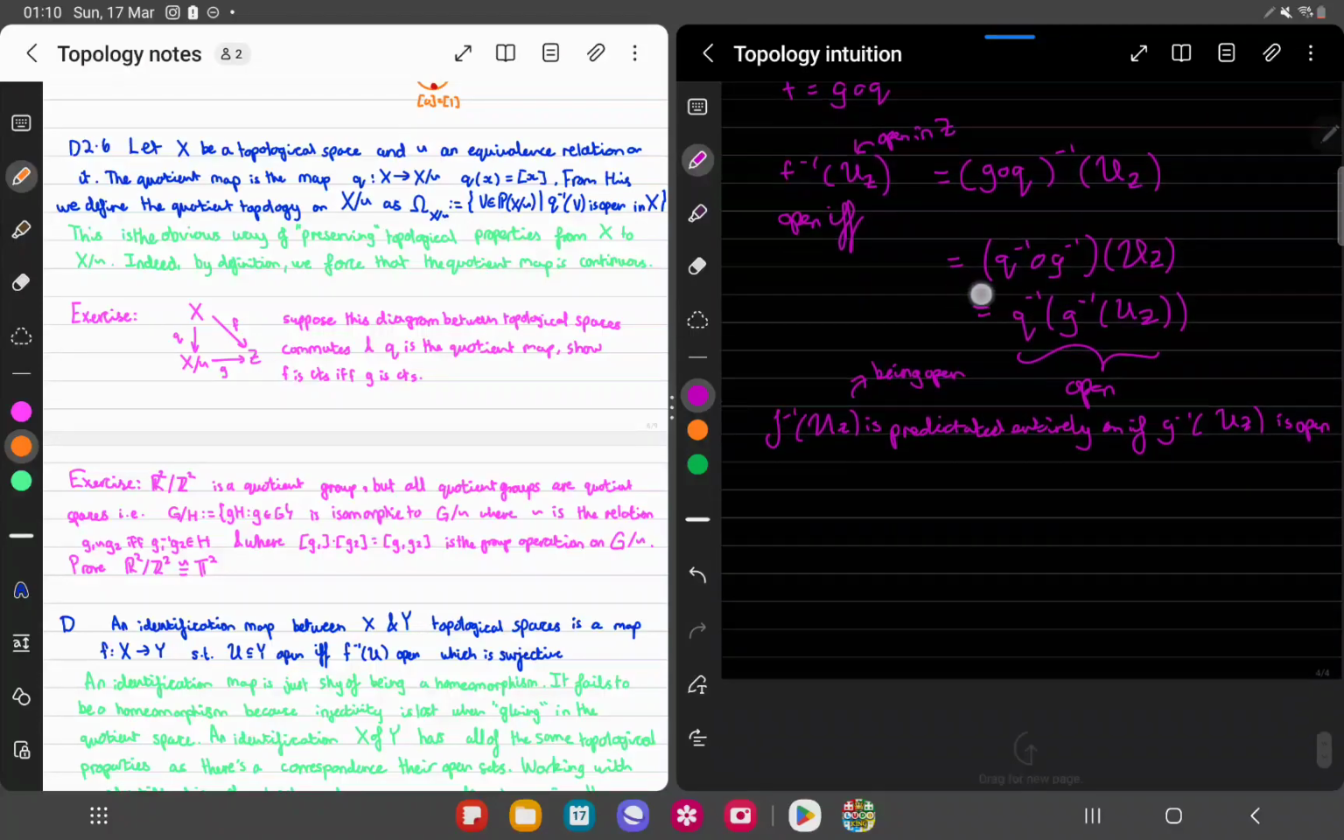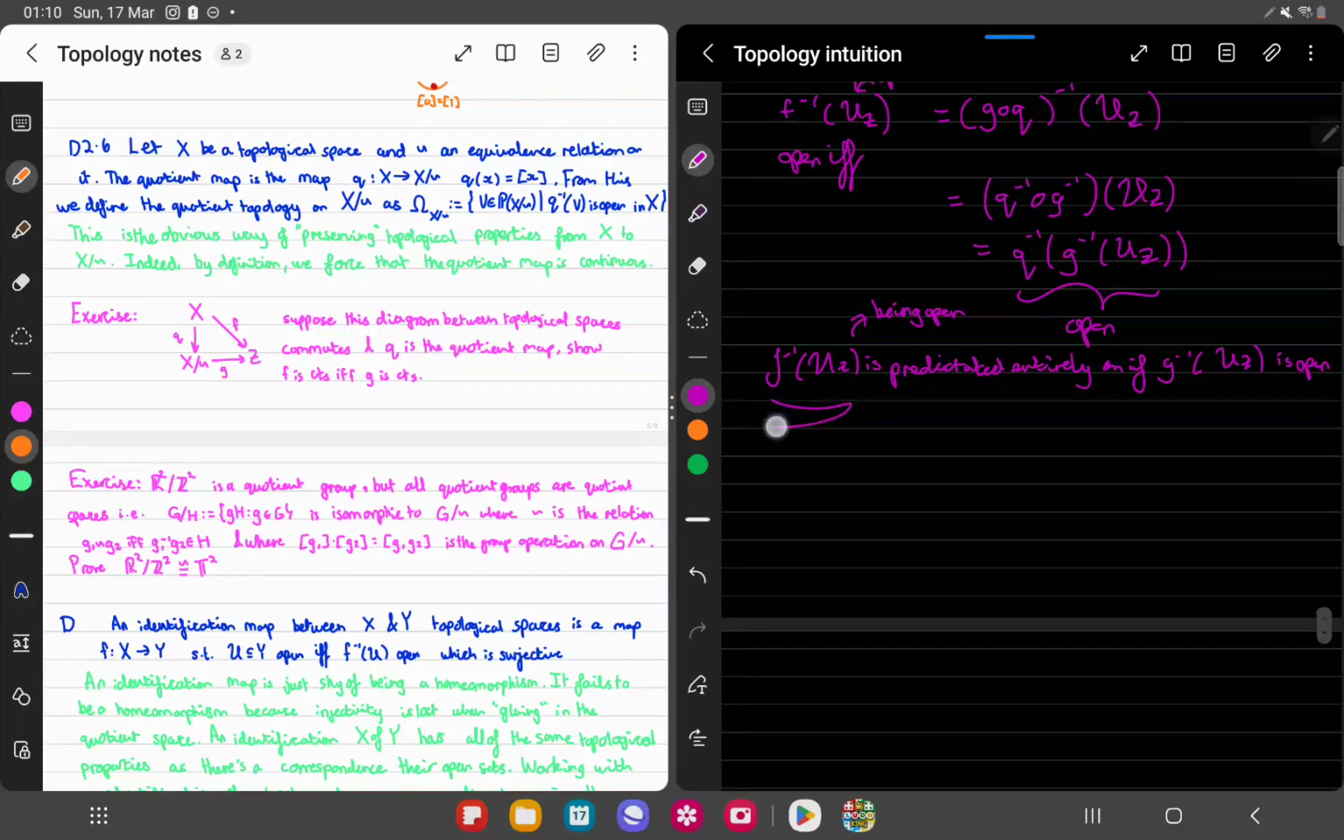So yeah, this would suffice to show that F is continuous, because being continuous is just saying pre-images of open sets are open, and this would suffice for showing that G is continuous, because pre-images of open sets are open if you're continuous by definition. So F is continuous if and only if G is continuous. Simple as.